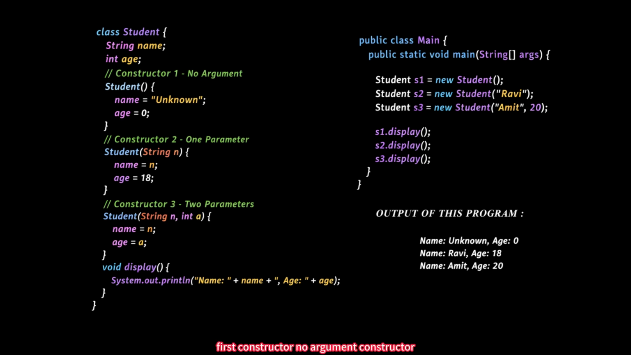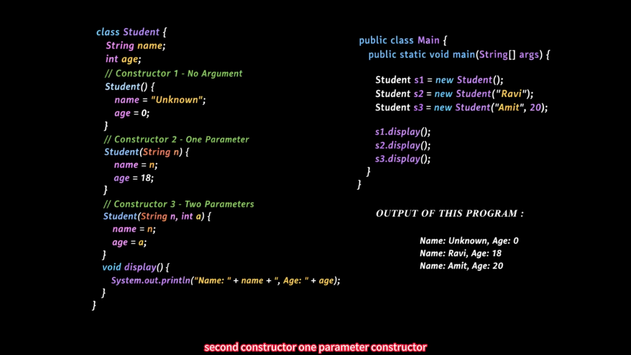First constructor, no argument constructor. Student(), name is equal to unknown, age is equal to 0. This constructor does not take any parameters. Inside this constructor, we set the class variable name to unknown using name equals unknown, and we set the class variable age to 0 using age equals 0. So whenever this constructor is called, the object will have name equal to unknown, age equal to 0.